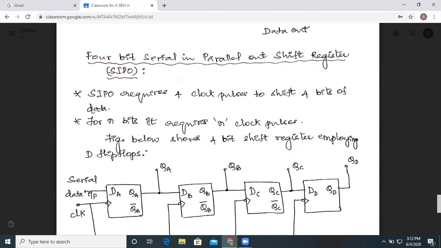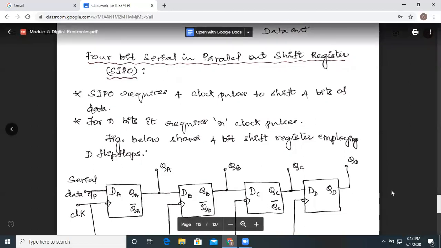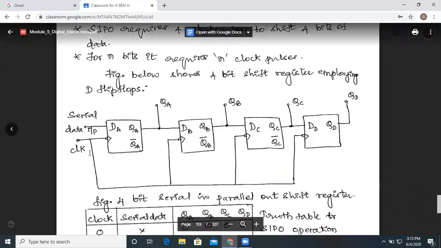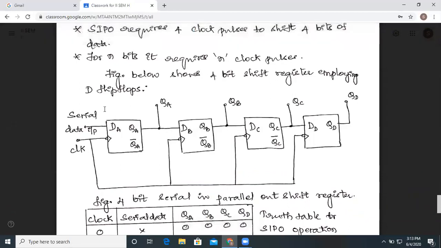So here the operation that is done is SIPO, that is, data is given serially inside and read in parallel. This particular 4-bit shift register, in order to perform serial in, parallel out, requires 4 clock pulses. How it requires 4 clock pulses, we are going to see. If it is n bits, meaning you have n flip-flops of this kind, then it requires n clock pulses. This is a 4-bit shift register built using D flip-flops.